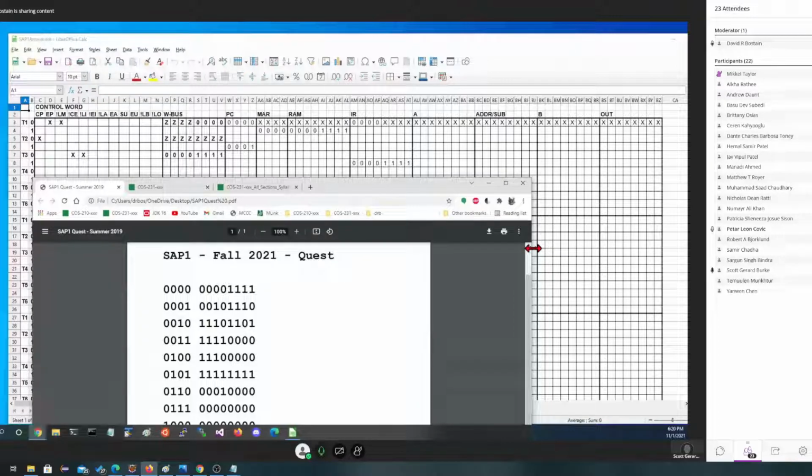We set the program counter to 0000. We set the current instruction to 0000. The clock goes low and the state goes to T1. Exactly. Thank you very much.